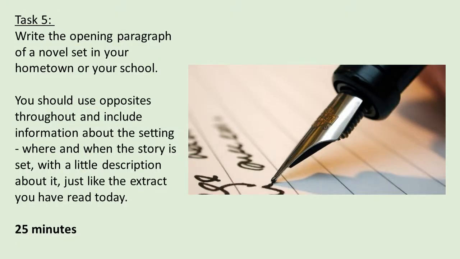Task 5. I'd like you to write the opening paragraph of a novel set in your hometown or school. You should use opposites throughout and include information about the setting, where and when the story is set, with a little description about it, just like the extract you have read today. Pause the video for about 25 minutes to do this now.